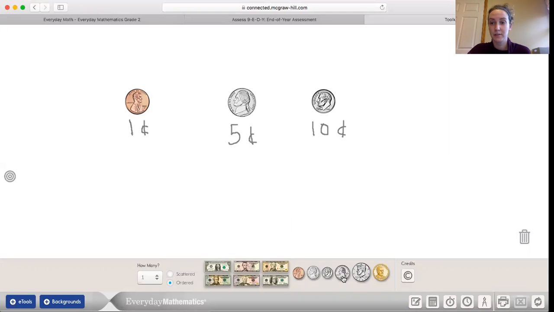Another coin that you might have seen is this coin. This coin is a quarter, and it's worth 25 cents. We're not talking about this during the lessons, but in case you see this, you will know it's worth 25 cents.